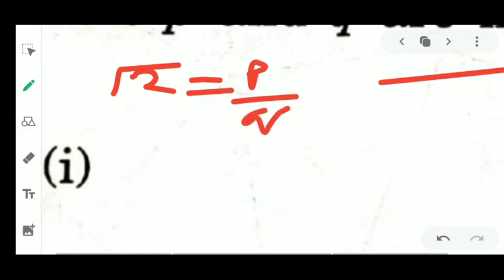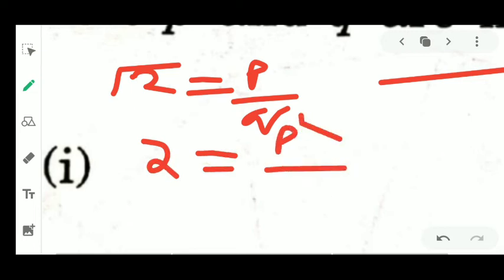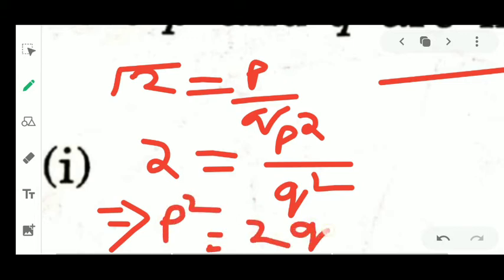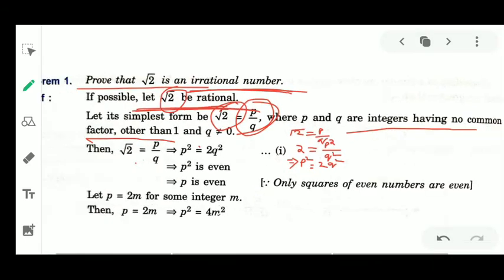If you square both sides, then you will get 2 equal to p square by q square. Then you will get p square equal to 2 q square. So this is equation 1. p square equal to 2 q square. Here p square is equal to 2 multiplied by q square.